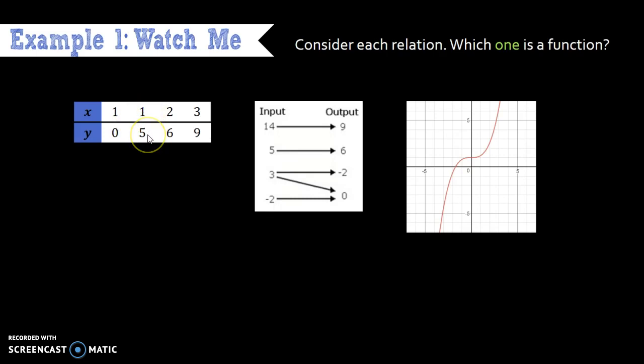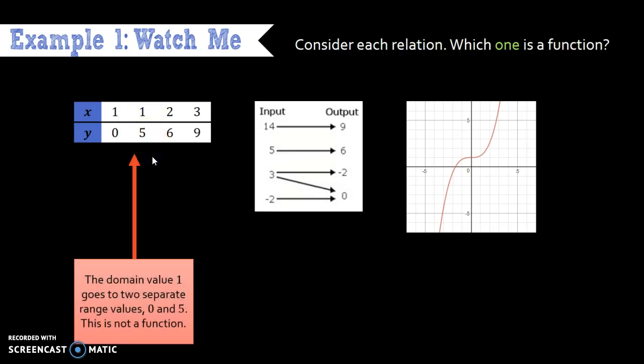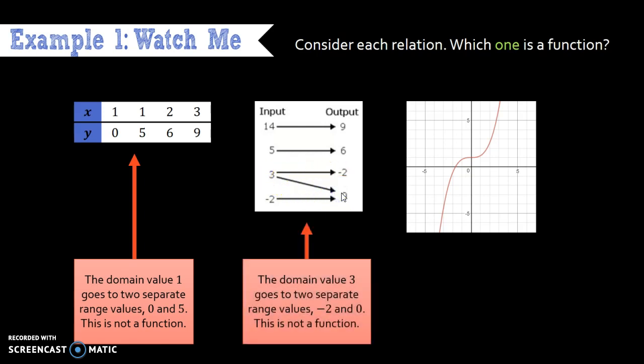So I have the point (1, 5). Well, there's where I'm running into an issue. The domain value of 1 is going to two separate range values, 0 and 5. That makes it not a function. Let's take a look at this map. I've got my input 14 going to 9, 5 goes to 6, 3 goes to -2 and 0, and -2 goes to 0. Again, I'm seeing that I have a value in my domain, or an input, that's going to two different places. You can't be in two places at once. The domain value 3 is going to two separate range values, -2 and 0. That makes this not a function.